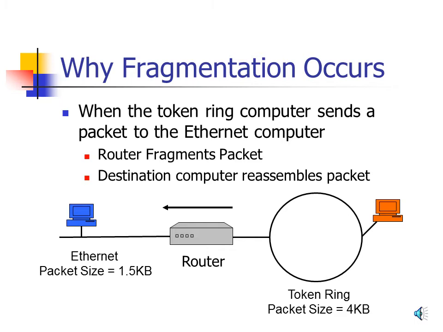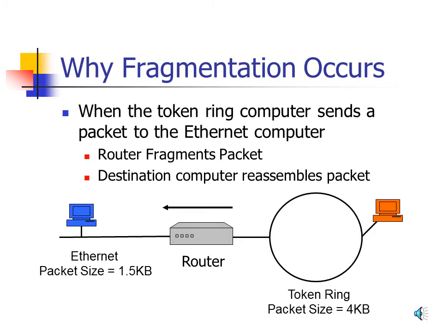Now, when an Ethernet station wants to send a packet to a token ring station, that's really no problem, because we have a 1500 byte packet that's sent to the router, and the router can easily transfer that into a token ring packet whose maximum size is 4K and then pass it on to the station.